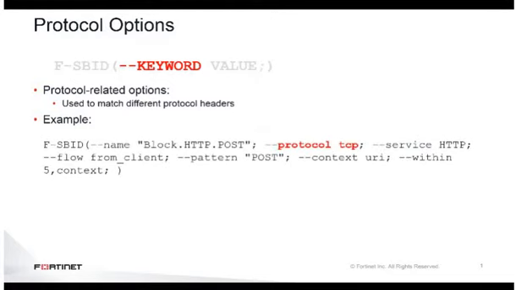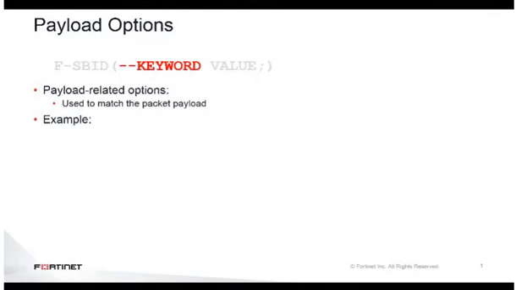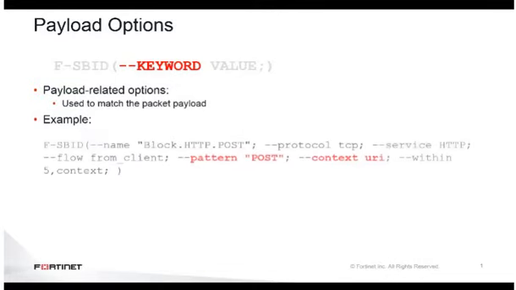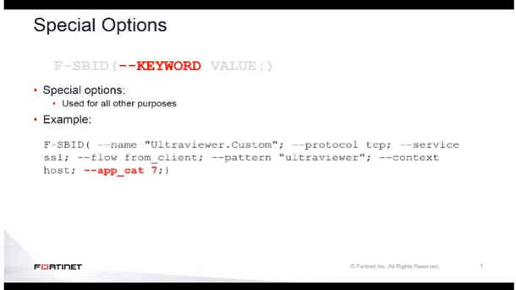Use protocol-related options to match protocol headers. Use payload-related options to match portions of the packet payload. Use special options for various purposes for more granular filtering. In this example, specifying application category will result in the signature appearing under application control instead of IPS configuration.